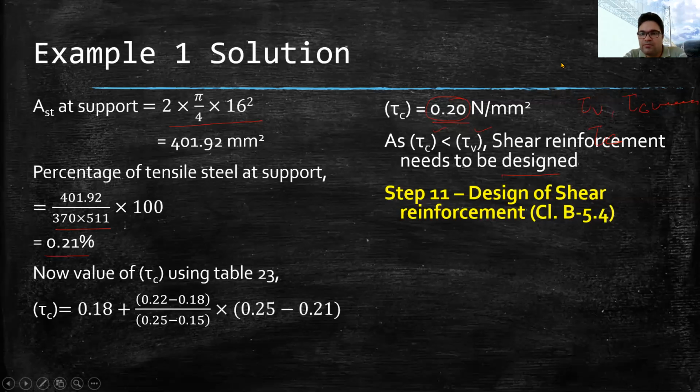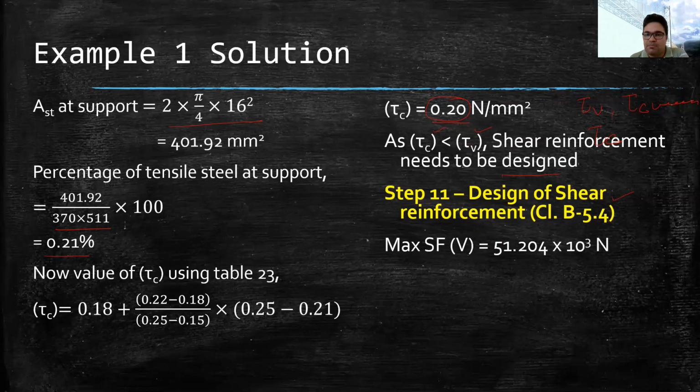Hello, welcome back. So in this part, now in step 11, we will design shear reinforcement because now we know that tau c value is less than tau v, which means concrete alone is not sufficient for the shear resistance. We have to provide extra reinforcement as shear reinforcement to take care of the diagonal tension criteria. Okay, so in the design of shear reinforcement, first we have to find out the maximum shear force.